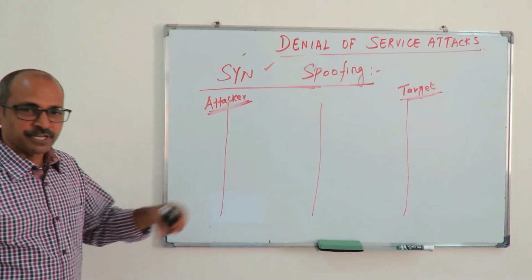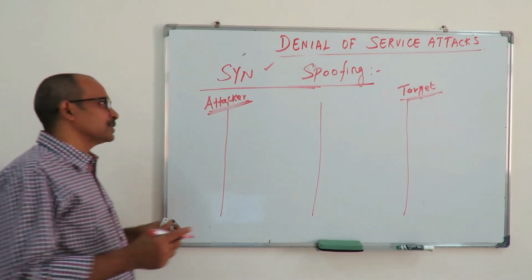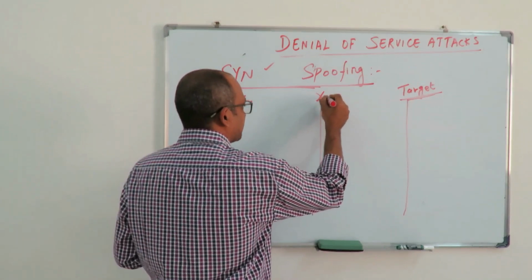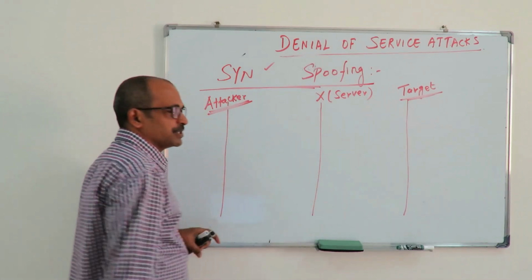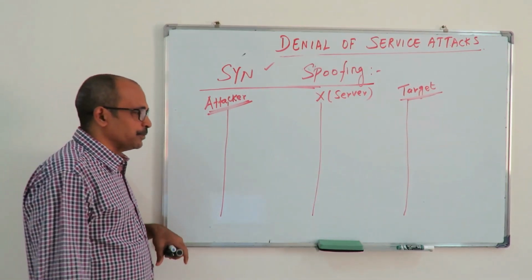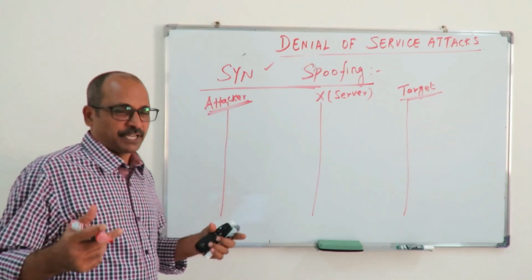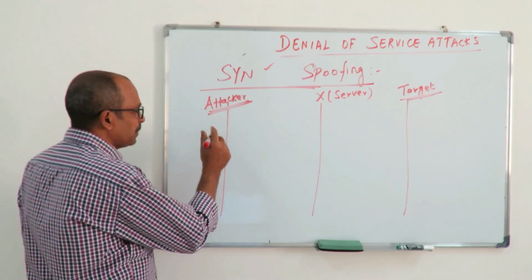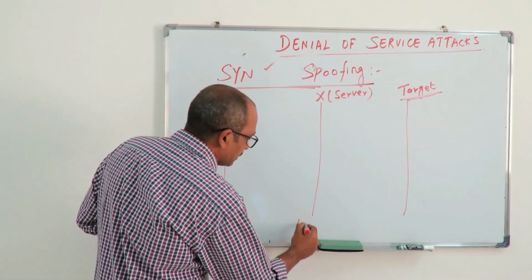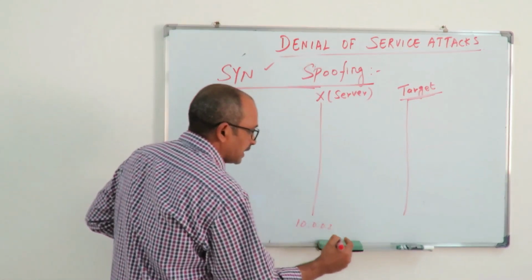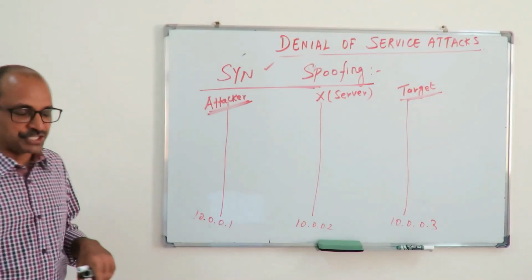Now, in between, I am going to use a victim, a third machine, a server. You can say anything. I am going to call it X. This is going to be a server, for example, because we are going for a client-server approach. Now we are going to generate the denial of service attack by using the SYN packet. Now the IP addresses: 10.0.0.1 here, 10.0.0.2 here, and 10.0.0.3 here. These are the IP addresses of these three machines.